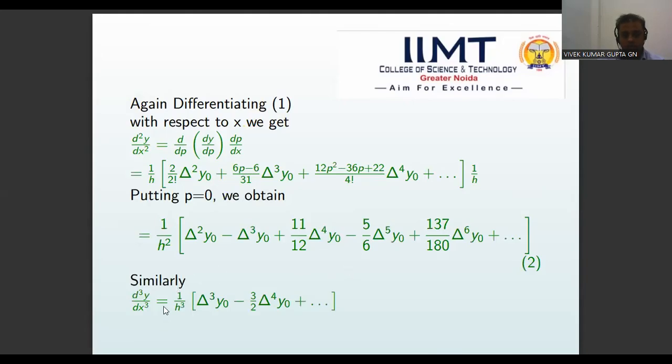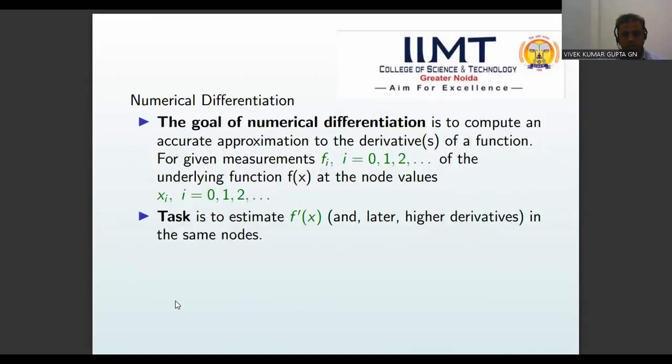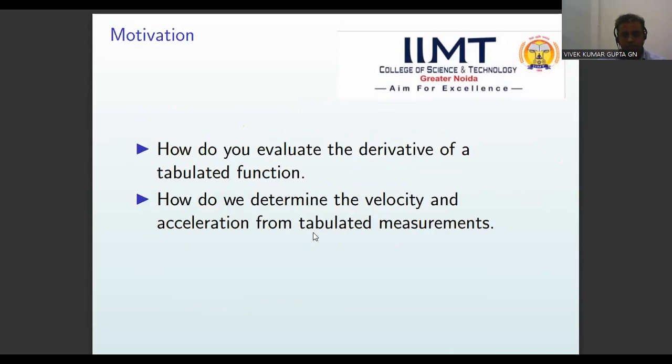Similarly, we can find the third and fourth and so on derivatives as we are required. So simply, this is what we have done in numerical differentiation. The first step is that we have been given the tabular data.